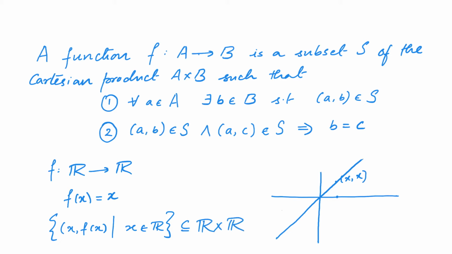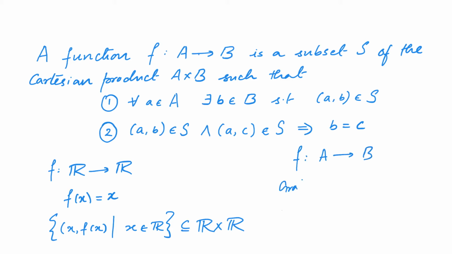Now we can generalize this concept to functions f from A to B. Let us see how this can be done. If you take a function f from A to B, the graph of this function f is the set that contains (a, f(a)) such that a belongs to capital A. Now notice something interesting. The graph is a subset of the Cartesian product, and similarly the function itself is a subset of the Cartesian product.